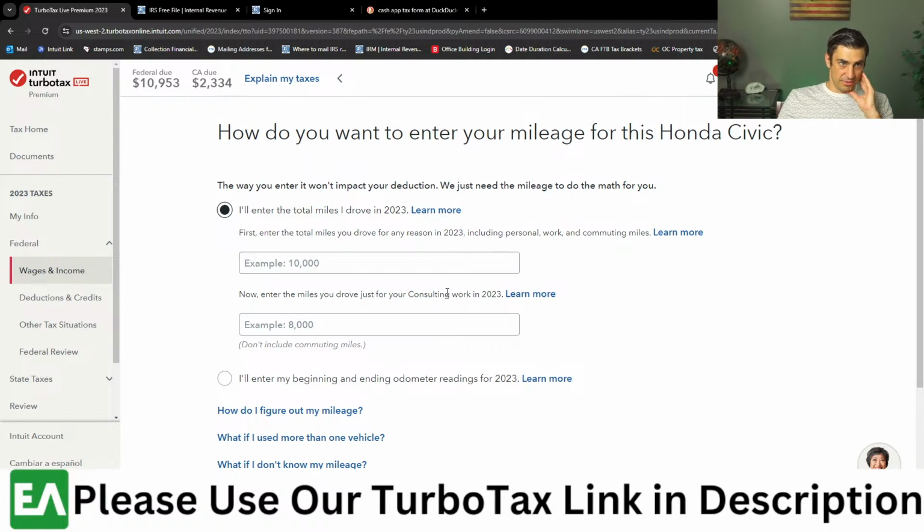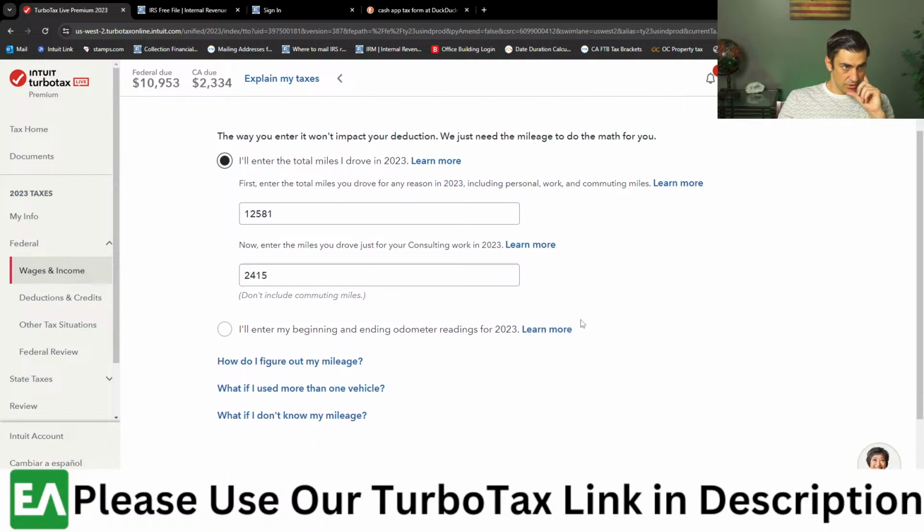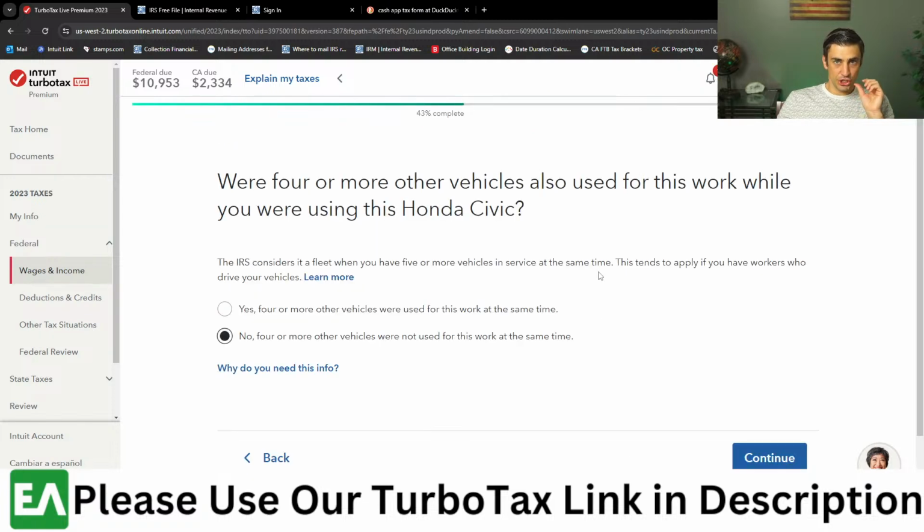See on the back end what it looks like on the tax return, and kind of give you my 2 cents on something like this. Do you want to enter your mileage? Of course we want to enter the mileage. Oh, you can do the beginning and ending. Let's say total miles I drove, let's say 12,581 miles. Now, how much did you drive for the consulting? Let's say we drove 2,415. We generally don't drive round figures, right? Not like 12,000 even. Hit continue. Were there 4 or more other vehicles? 4? My gosh, that's a lot of cars. No.